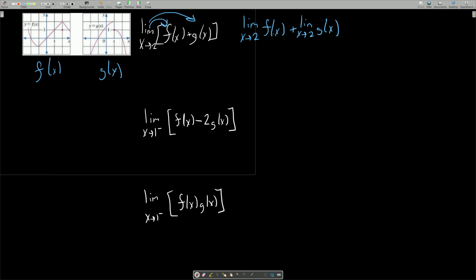So now we have f of x as it approaches 2. So 2 is right here. As we approach 2 right here, we have the value right here, it's 2. You get the same thing for g of x. 2 is right here. That'd be right here at 0. Just 2. Now same thing for this next one. You take the limit, and you split it apart. You minus, because there's a minus here.